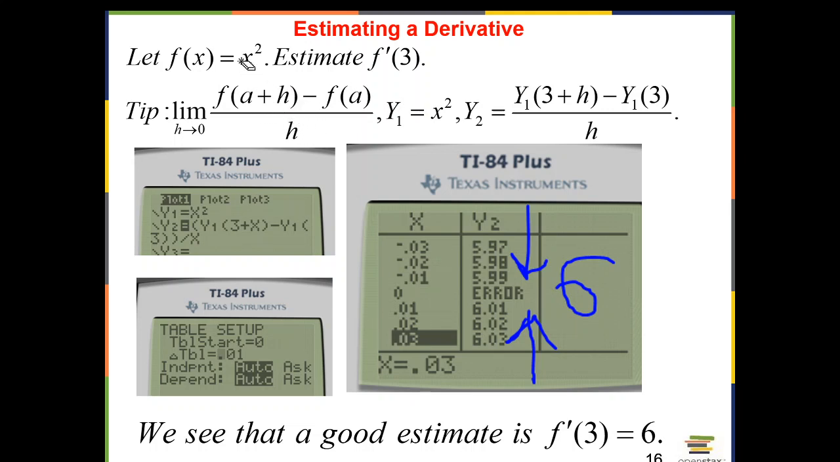So what you do, you put the function in y1, and in y2, you put this structure so you can easily find the slope from a point to another point, right? So we can do this with the calculator, and I showed you here how to do it. And we see the slope of the secant line approaches what? As h approaches 0, the slope of the secant line approaches number 6, you see. So we did that in chapter 2.